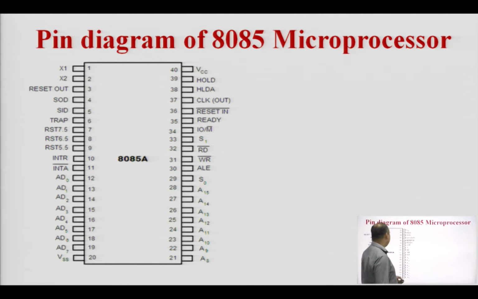Pin number 1 and pin number 2 are used to connect the crystal oscillator. Each microprocessor requires a clock input frequency. On the basis of this clock input frequency, the microprocessor will perform each and every operation, or we can say that it will execute the instructions on the basis of this clock input frequency. So, here we need to connect a crystal oscillator.